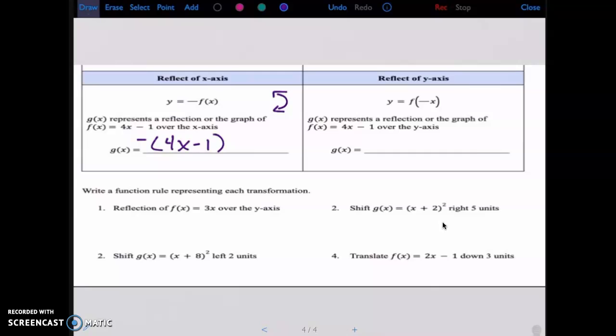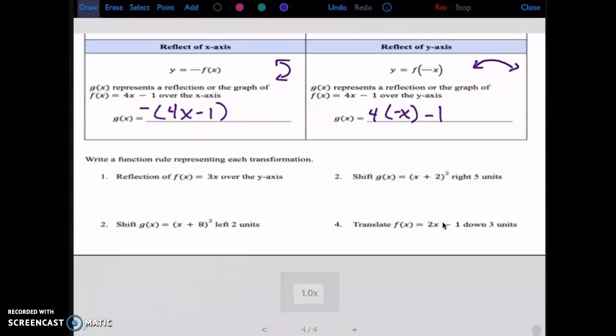And then here we're changing the inputs. So when I change the inputs, I'm reflecting it over the y-axis. This is kind of a weird one. Normally we reflect it over the x-axis. Very rarely do we flip it over the y-axis. So that's just going to change the input to negative x minus 1.